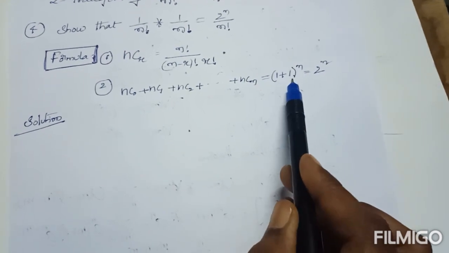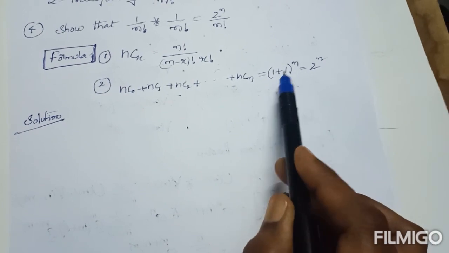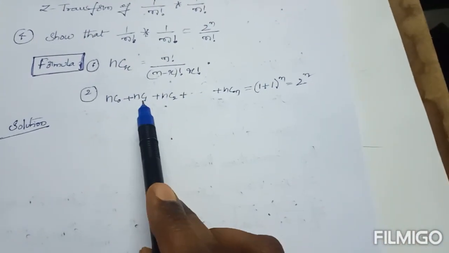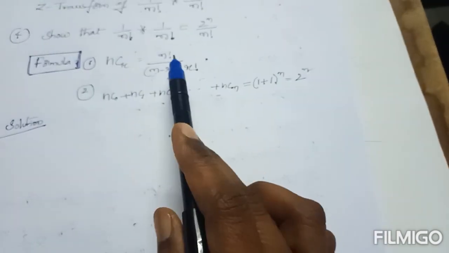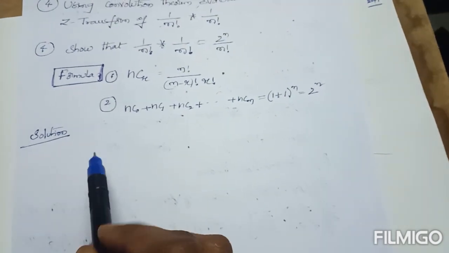As per that, the first term is 1 and the second term is 1, so 1 plus 1 whole power n equals 2 to the power of n. Now the nCr formula and the sum of the binomial coefficients are useful to derive the result of the given question. First, take the given question.